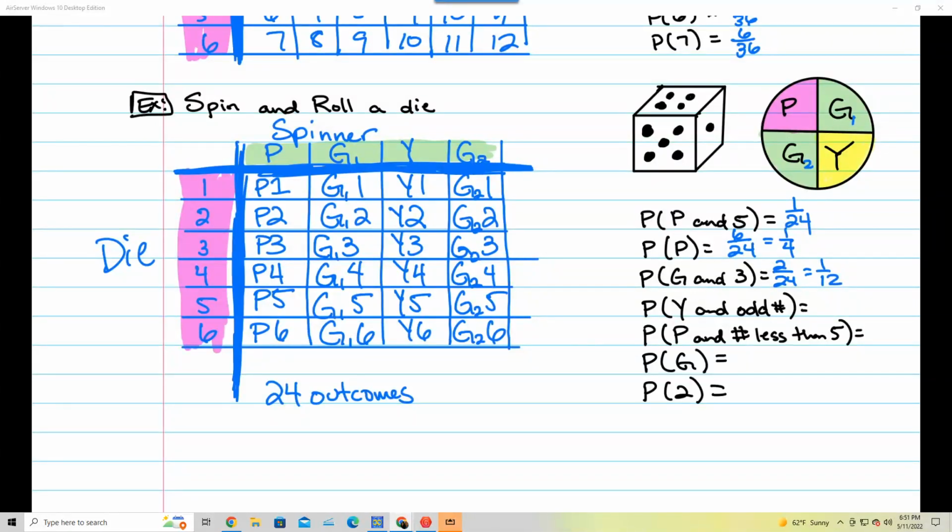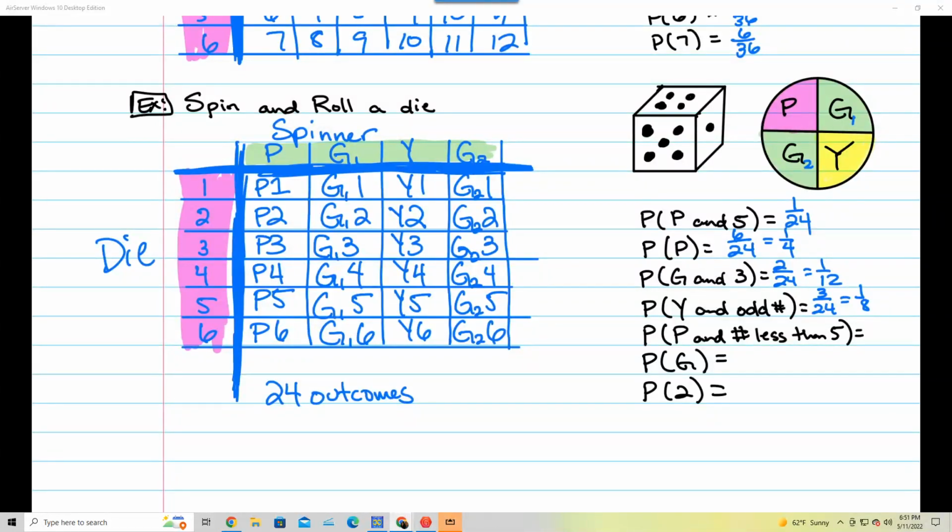All right, I want the probability that it's yellow and it's an odd number. The ones that are yellows are here, but not all of them are odd. The yellow odd ones are this one, the Y1, Y3, and Y5. They're yellow and they're odd, so this is going to be 3 out of 24, which ends up being 1/8.